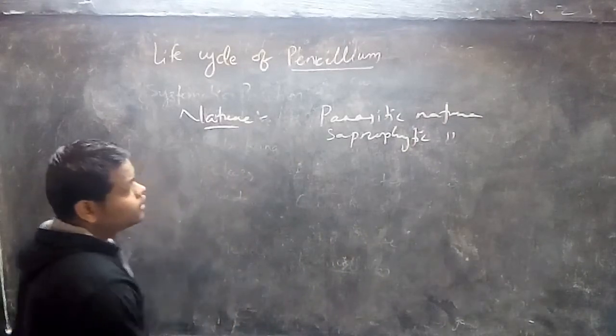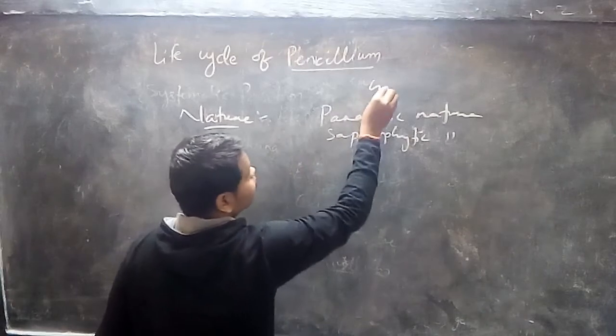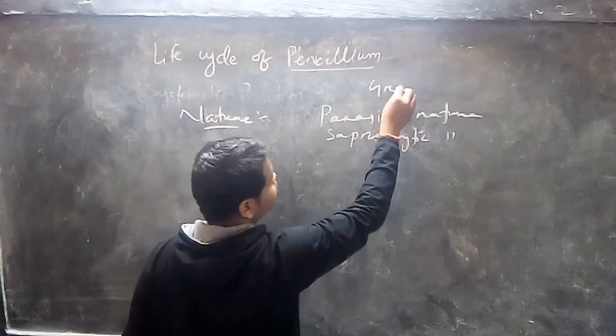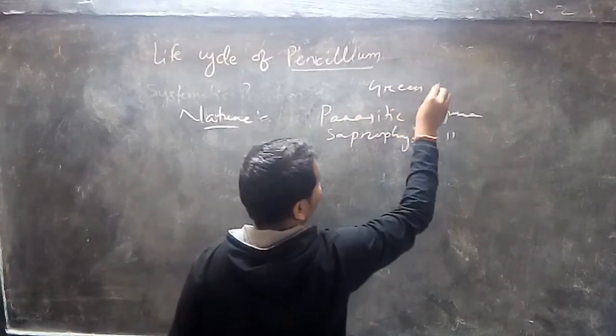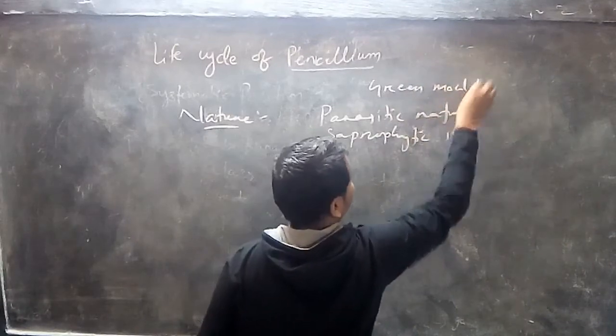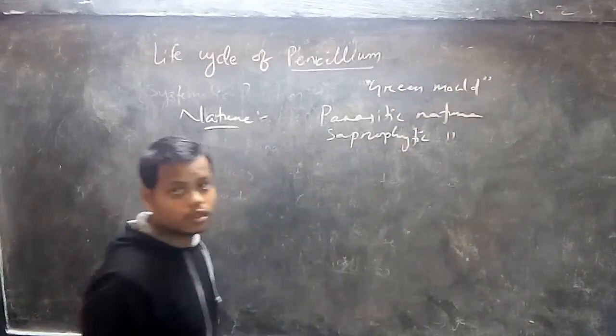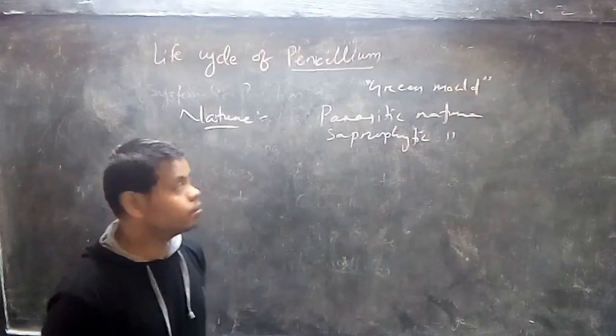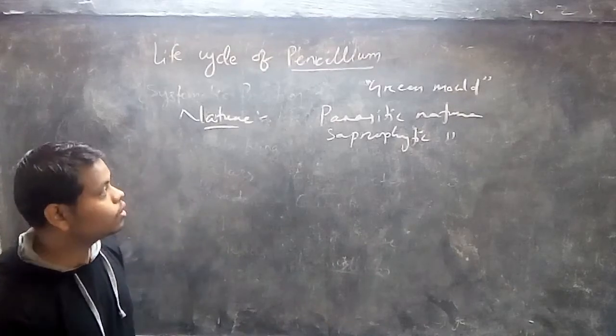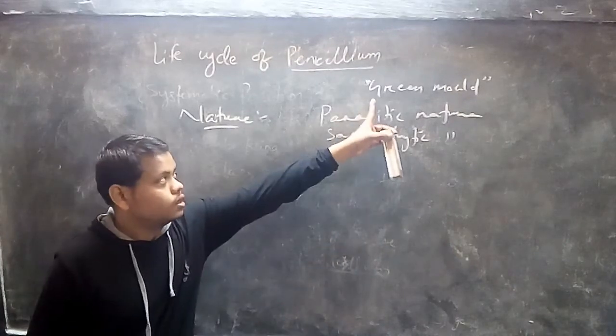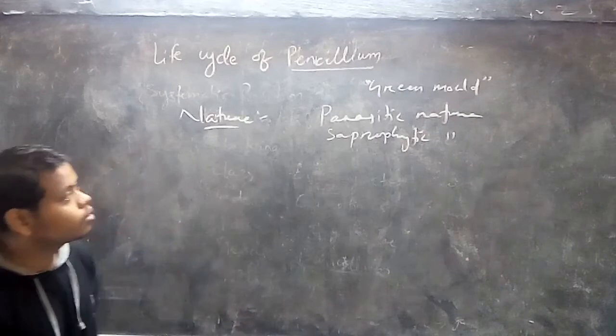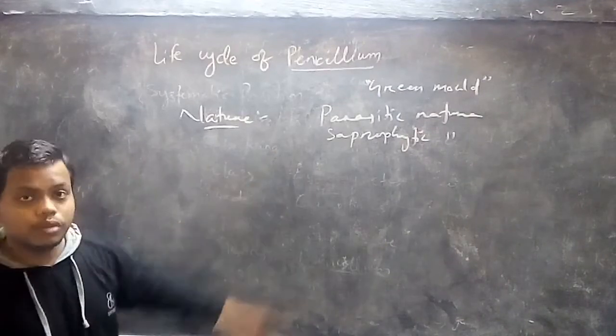Then it is generally called green mould. Remember this one: Penicillium is generally called green mould, and it is best known for the discovery of the first antibiotic, penicillin. So this is also generally known as green mould. This is the nature of Penicillium.